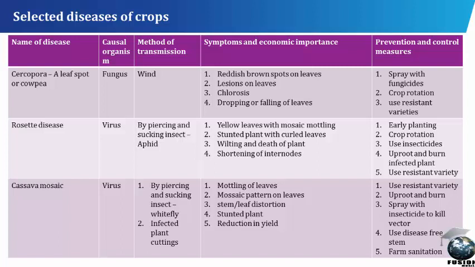6. Cassava mosaic. Causal organism is a virus. Method of transmission: by piercing and sucking insects, whitefly, and by infected plant cuttings. Symptoms and economic importance: mottling of leaves, mosaic pattern on leaves, stem or leaf distortion, stunted plants, reduction in yield. Prevention and control measures: use resistant variety, uproot and burn, spray with insecticide to kill vector, use disease-free stems, farm sanitation.